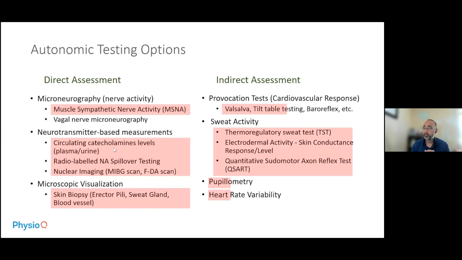And for instance, the neurotransmitter-based measurements, which measure catecholamine levels, we're not able to do this for the vagal system, because the vagal system relies on acetylcholine, and there is a large amount of acetylcholinesterase in our bodies, which breaks down the acetylcholine. So you lose the ability to measure that in the blood system. And then there are also very few parasympathetic nerves that you can see in the skin, and sweat is largely mediated through the sympathetic nervous system. So a lot of this is predominantly sympathetic nervous focused.